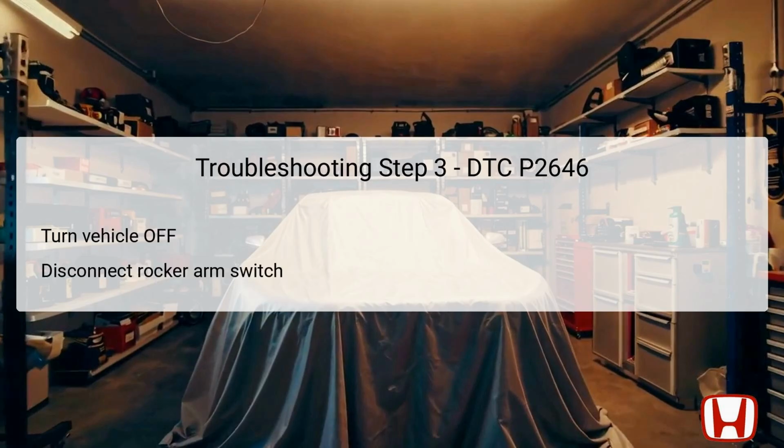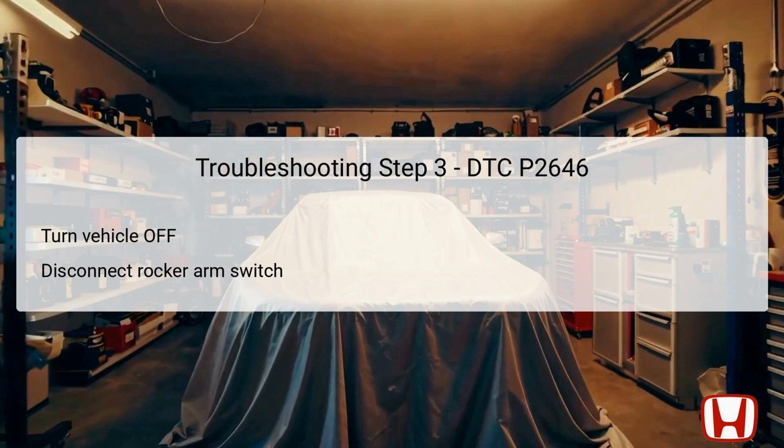In this step, the technician turns the vehicle to the off-lock mode and disconnects the 2P connector from the rocker arm oil pressure switch. This action is necessary to isolate the switch from the circuit and assess the VTEC system's parameters without interference.